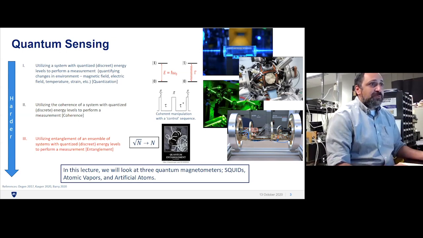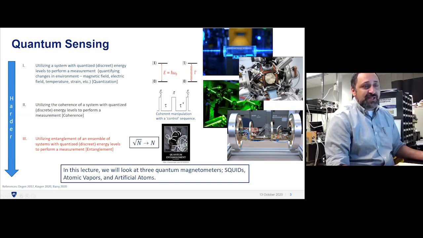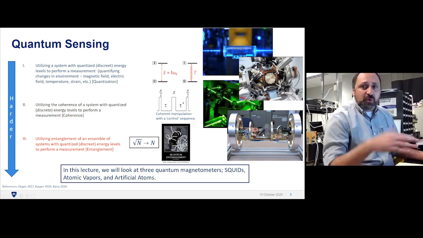And the magnetometers we'll be discussing today are atomic vapors. And then this is a diamond nitrogen vacancy-based magnetometer. At the end, I'll send you the link in the chat to the Wired article this came from, or via email.